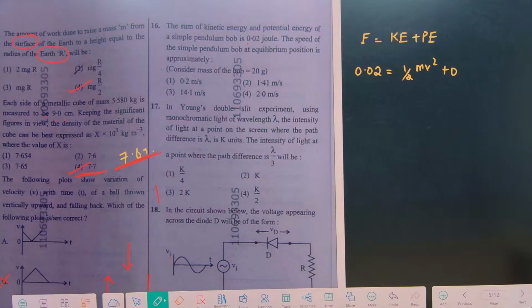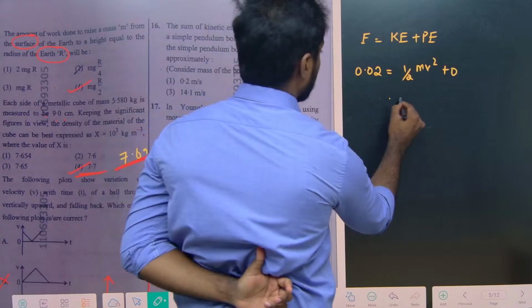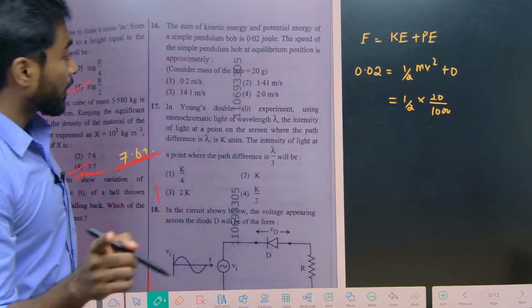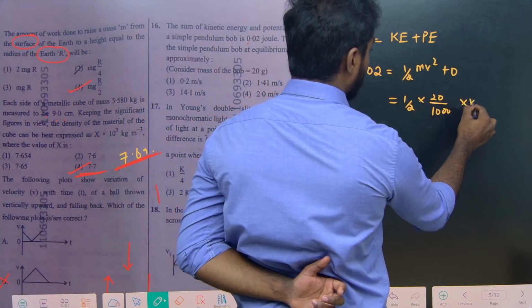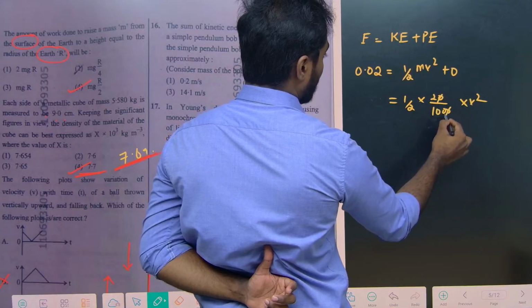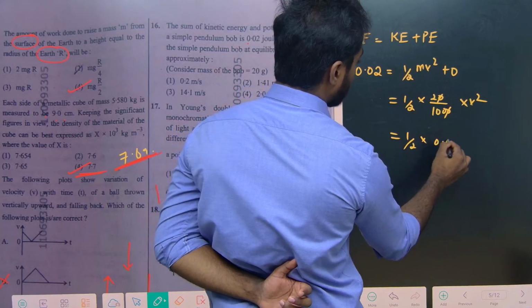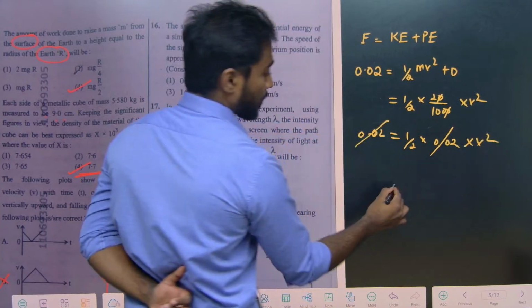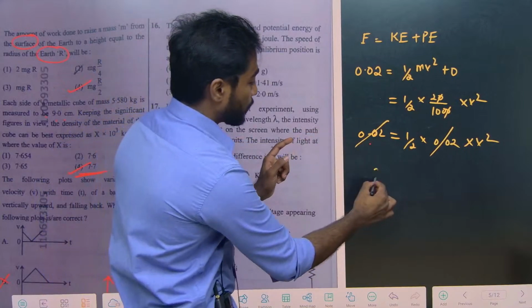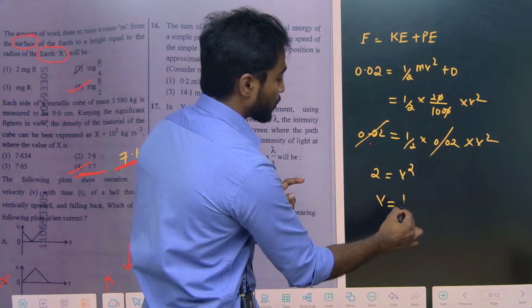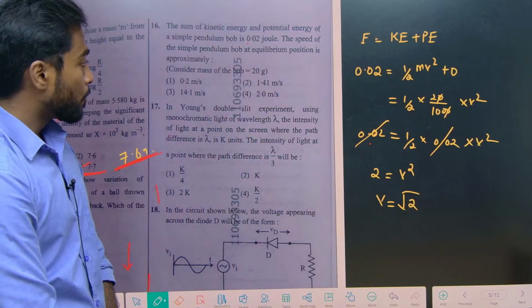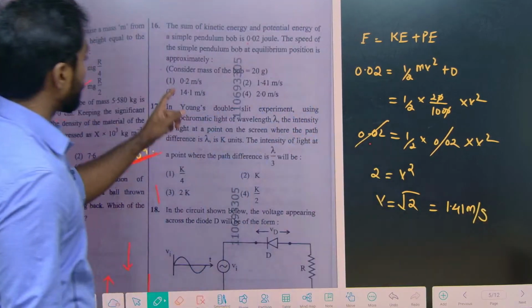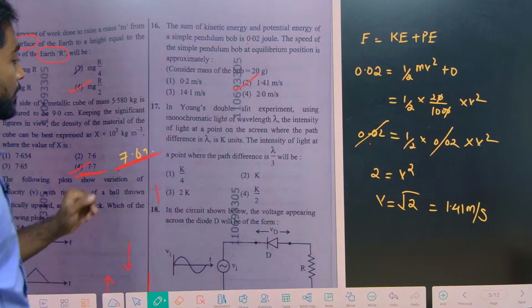What is the mass? They said 20 grams. 20 grams means 1/2 into 20 divided by 1000, converting to kilograms. Everything should be in SI units, into v². The 10 and 10 will cancel. 1/2 into 0.02, and here 0.02 is there, so this can cancel, into v². Right? No, this 2 goes away. So v² equals 2, so v equals √2, which is 1.41 meters per second. So option 2 is the answer.